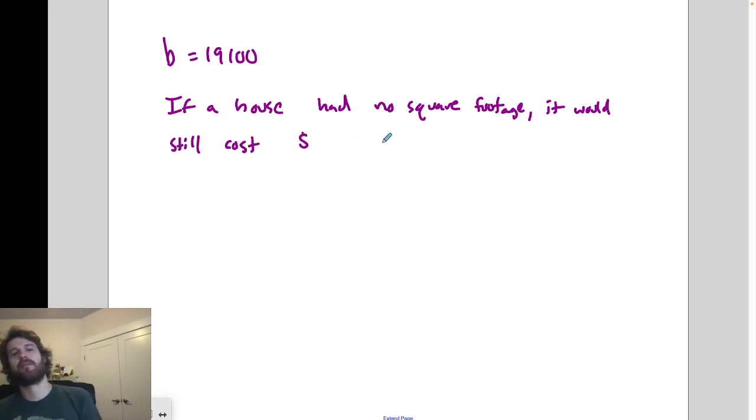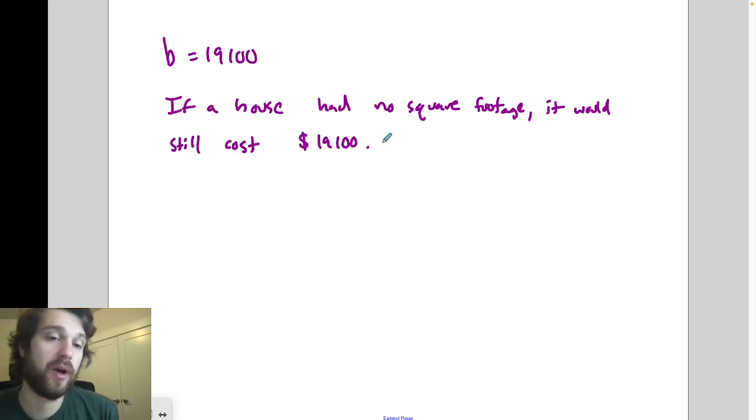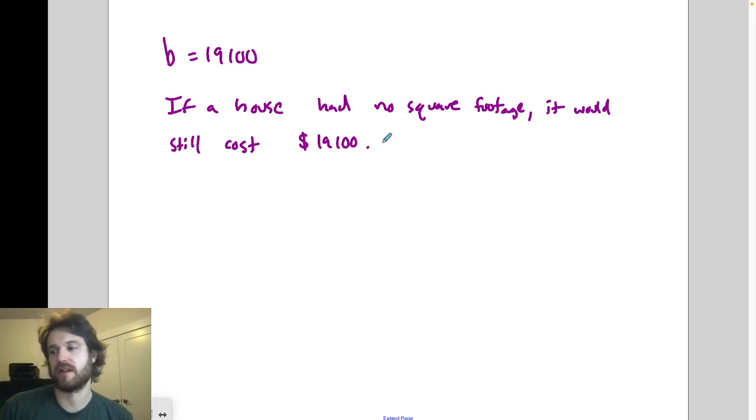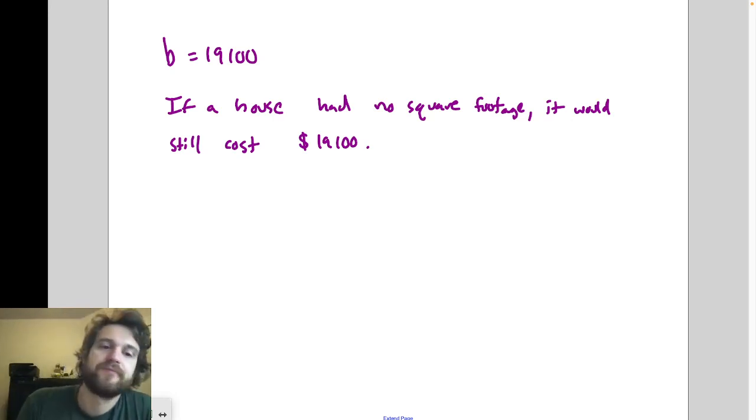$19,100. Now, how is that possible? How is it possible that a house with no square feet would still cost $19,100? Well, in this case, that would be the price of the land on which it rests, right? It's like when you buy a house, you're buying the house and the land, so I would say this is like the cost of the land without the house.